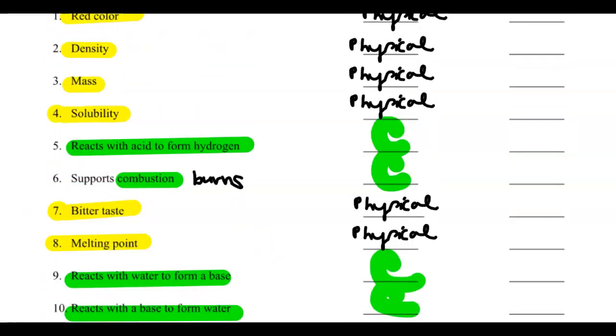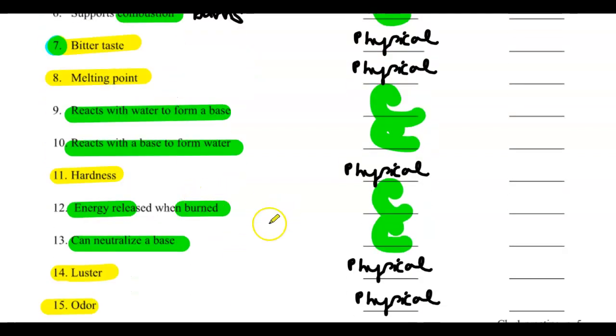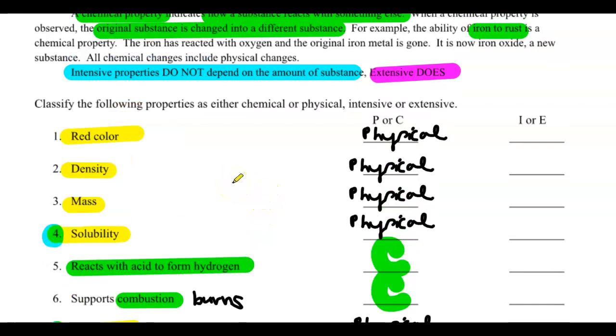Okay. The ones that maybe weren't as intuitive were solubility. Maybe you weren't sure about the bitter taste, but those are definitely physical properties. Okay. So that was the easier part. Now we have to look at the intensive versus extensive. So intensive is innate to the substance.